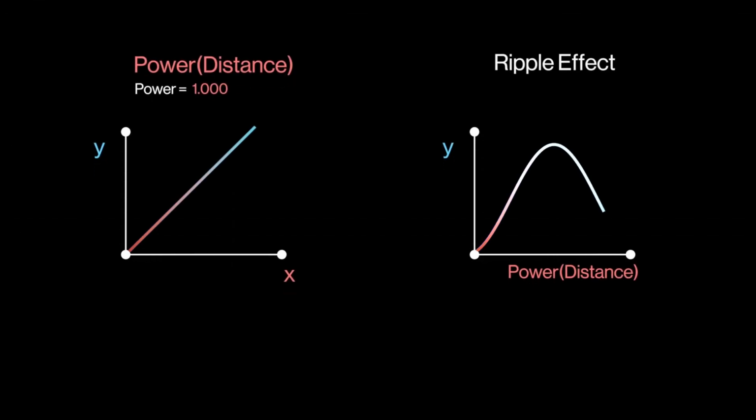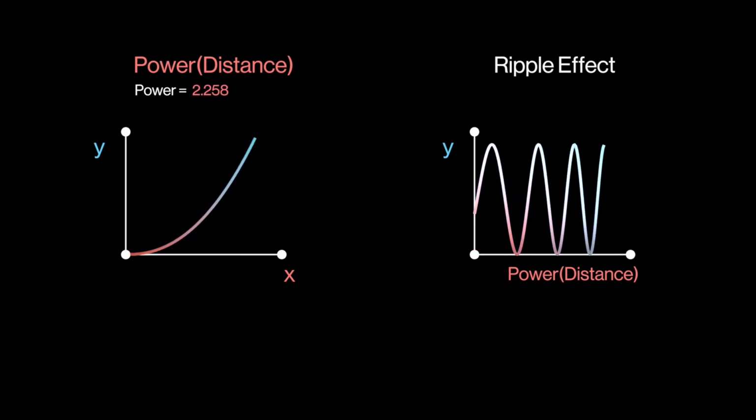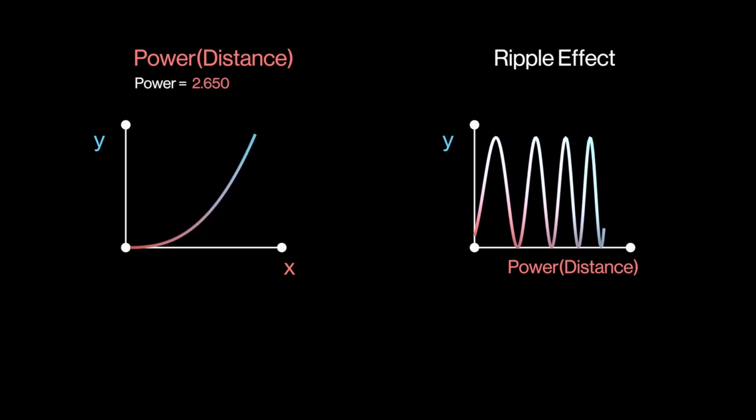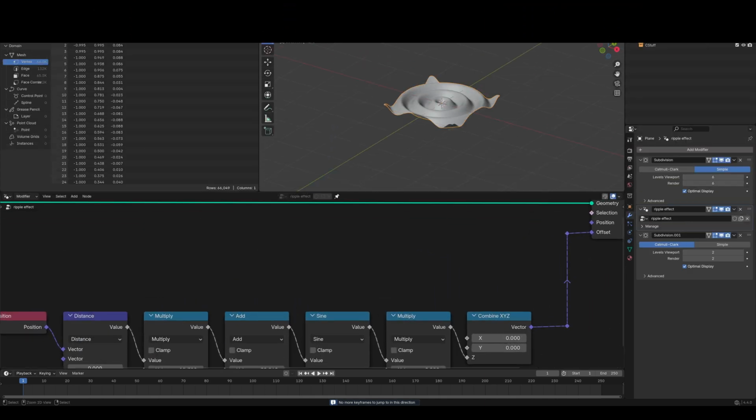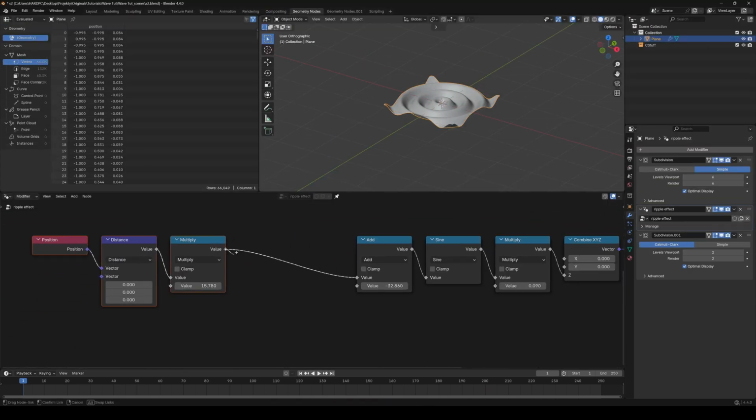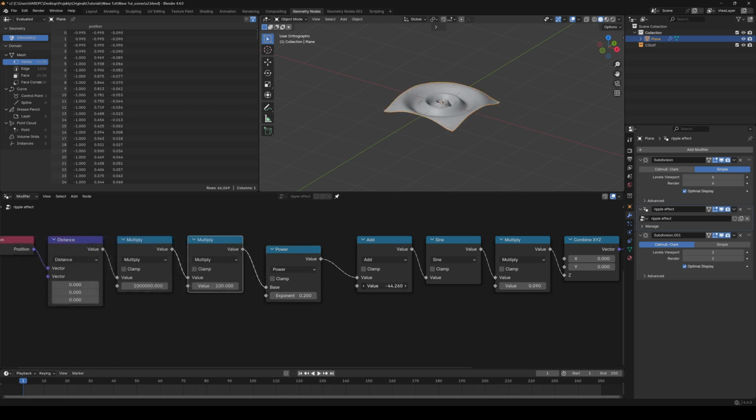But we can do so much more to control these waves. For example, by using power, we are turning this linear graph into curved one. And as a result, our wave frequency changes over distance dynamically. So let's do it in geometry nodes now. After some tweaks, it looks like that.